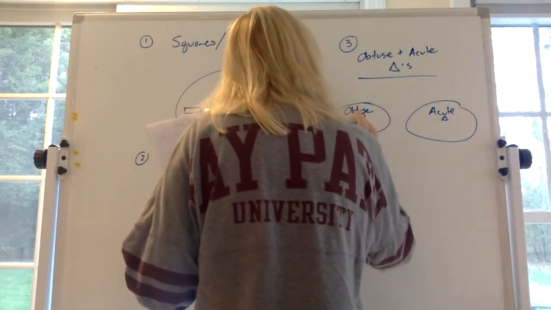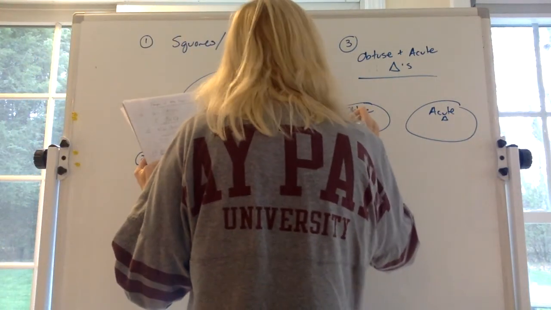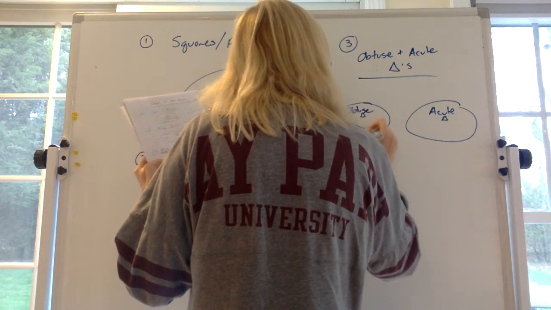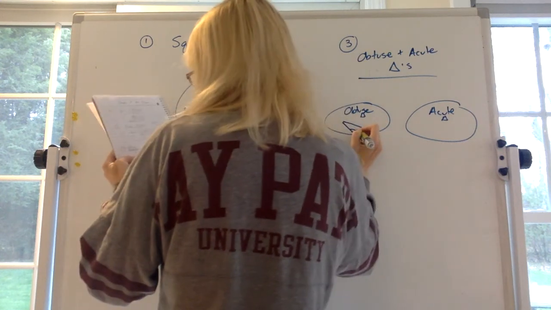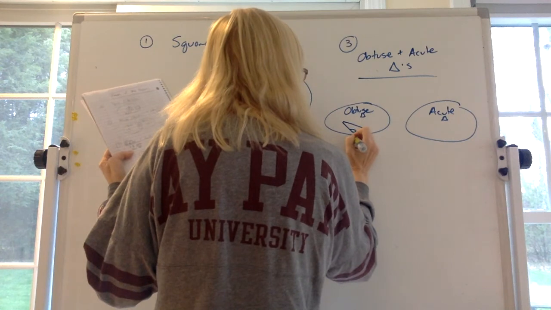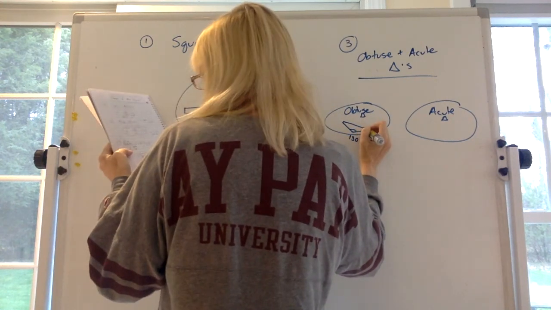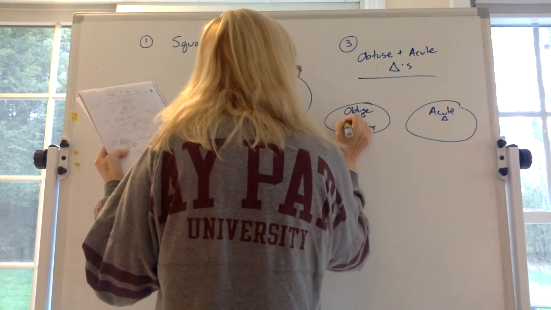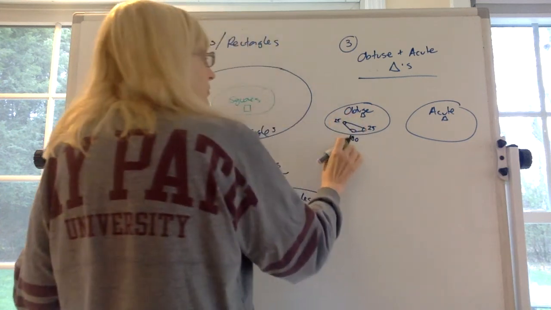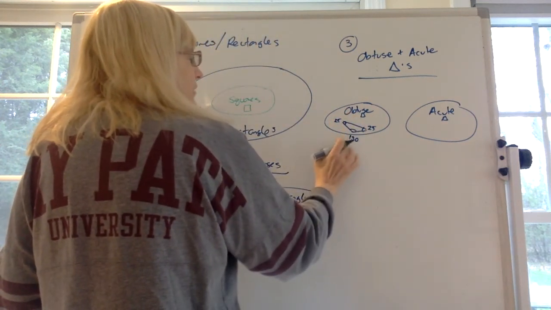So can you give me a picture of an obtuse? Well, let's see. I'm going to put in something like this. And let's say that this angle down here is 130. And then this angle is 25. And this angle is 25. So that's an obtuse, right? You have one angle that's greater than 90.